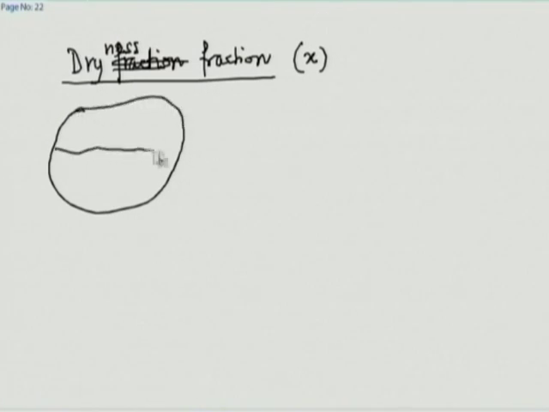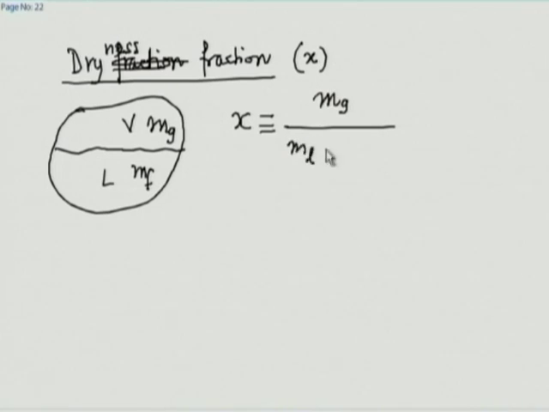Whenever you have liquid and vapor in equilibrium, it could be almost all liquid, no vapor, that will be saturated liquid, or all vapor, hardly any liquid, that will be dry saturated vapor. Let us say the mass of the vapor part is mg, mass of the liquid part is mf. Then the total mass of the system is mg plus mf, and we define the dryness fraction as the mass fraction of the vapor, mass of the vapor divided by mf plus mg.